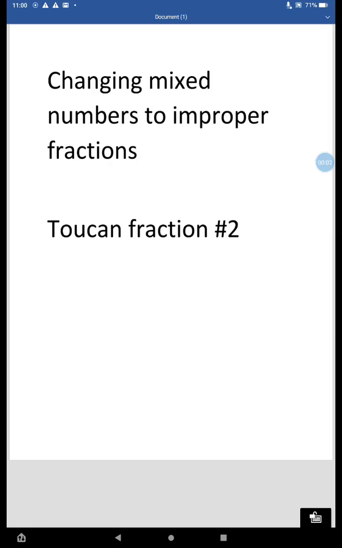Alright, 5th grade, we're now in the second math lesson this week. Today we're going to be looking at toucan fraction number 2. It's the second page in your packet with the happy toucan at the top. And the objective today is to learn how to change mixed numbers to improper fractions. You might be remembering, hey, didn't we do that a little bit yesterday? Yes, we did. You did do it a little bit yesterday. So let's jump into it today. It shouldn't be too big of a shocker for you.